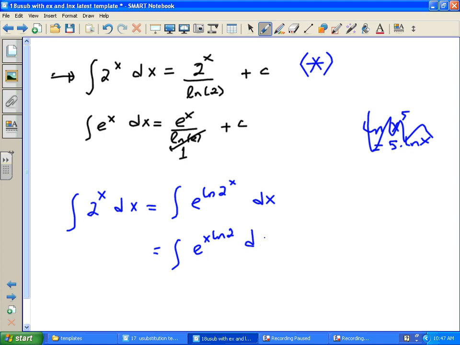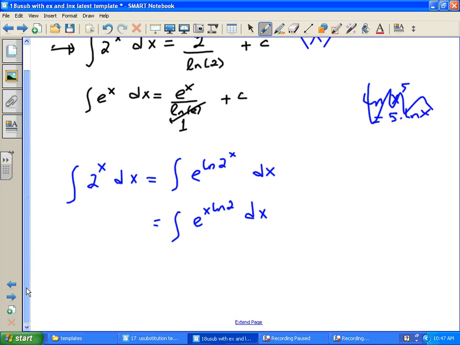Okay, now this looks exactly to me like, let's say, e to the 5x. How do you integrate e to the 5x? E to the 5x divided by the constant 5, right? Here, what is the constant? The constant is ln 2. Think of it as e to the ln 2 times x. Your 5 there is your ln 2 here.